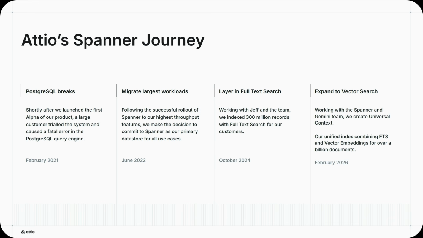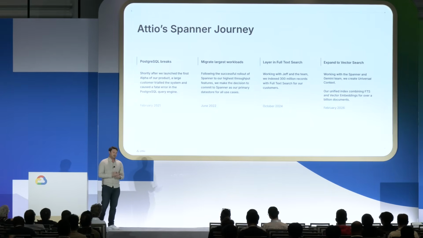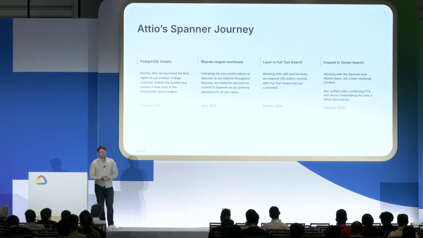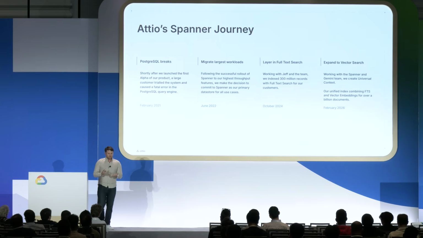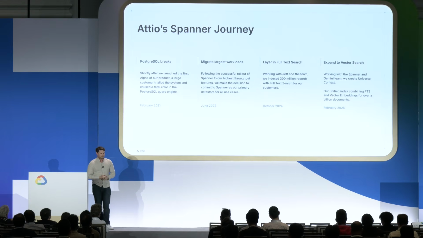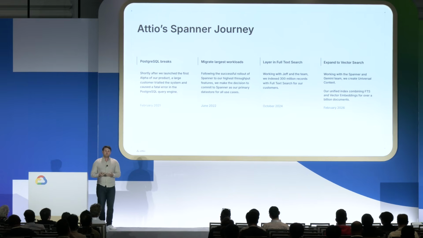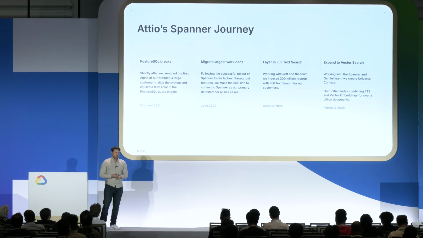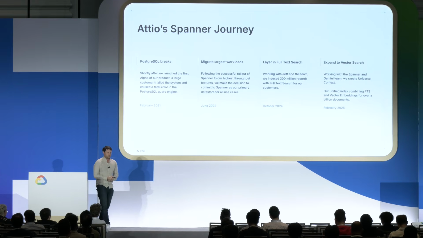We didn't anticipate that going quite as well as it did. So we moved our most intense workloads onto Spanner. And by early 2022, we'd realized this was really quite a special piece of technology. And so we began to move all of our relational workloads away from Postgres and onto Spanner. We were still, however, running full text search, and vector embeddings were not really widely spread at that point in time. And so we were using another full text solution off platform. And that's when we decided to start exploring Spanner full text search with Jeff and the team.